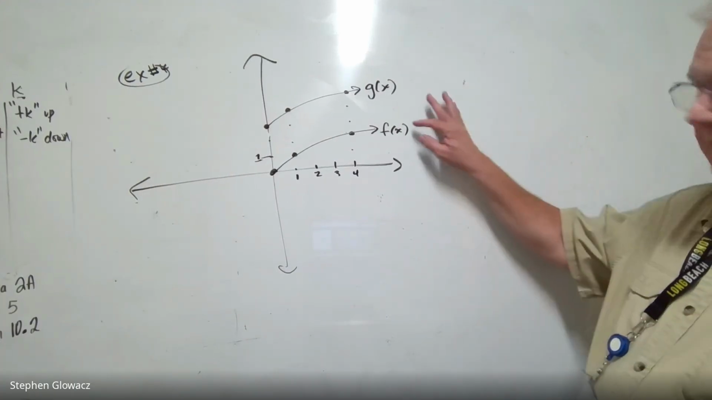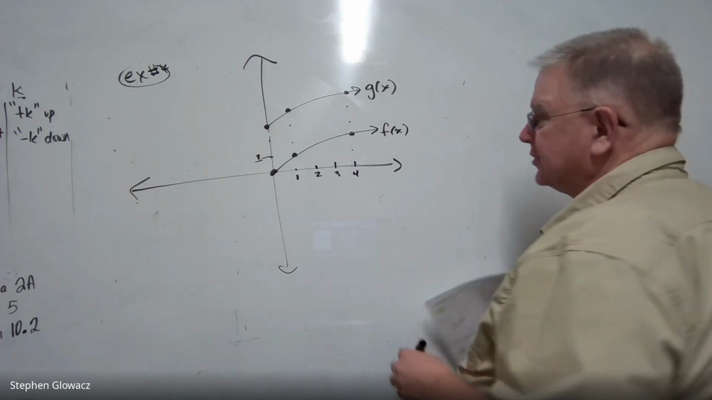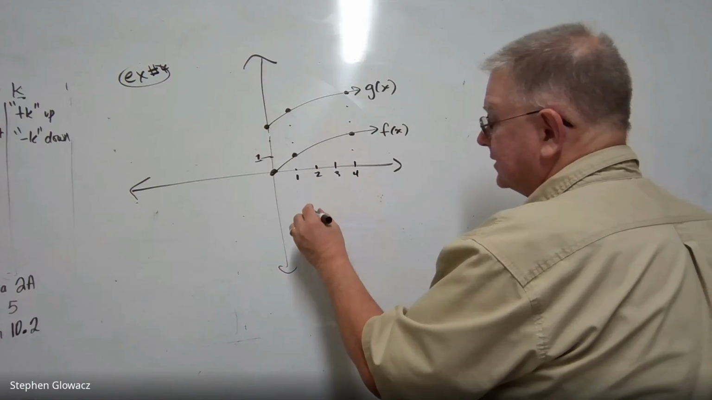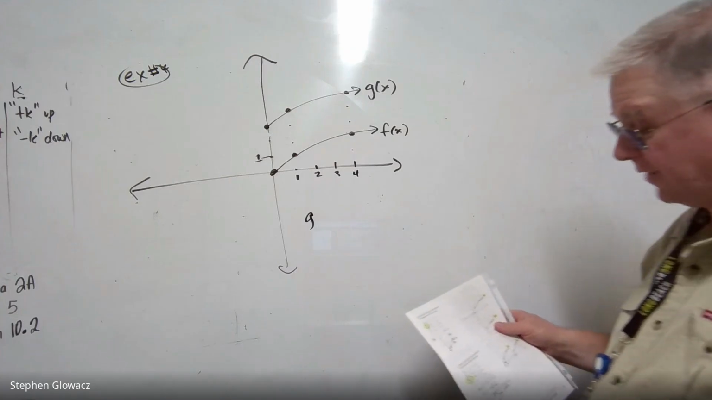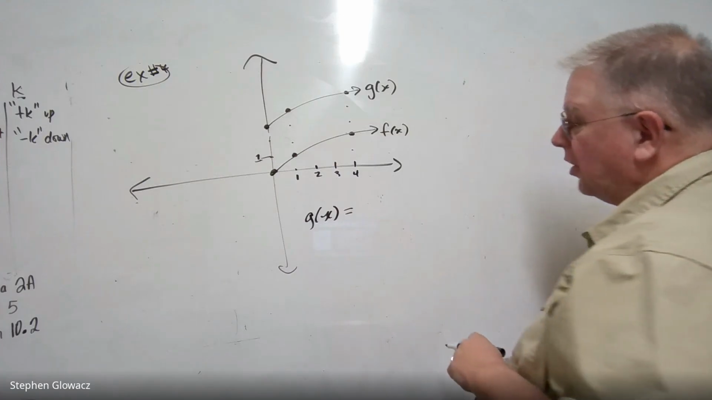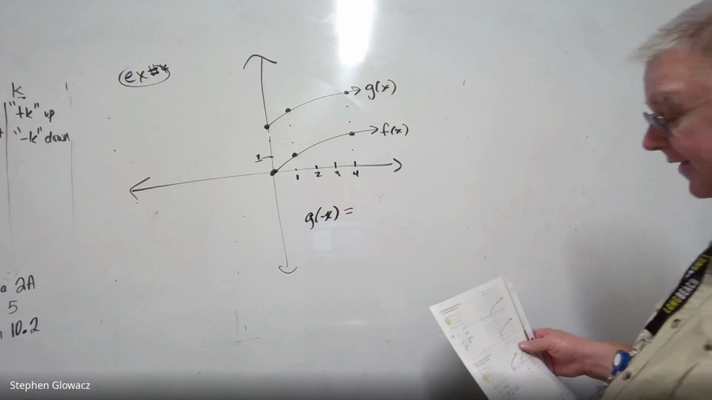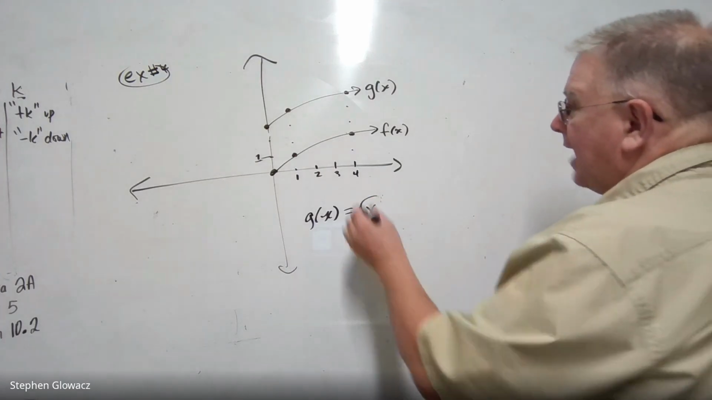Okay, so to go from f of x to g of x, what was done here? Well, it looks like the graph shifted up 3 units. And so, they're just writing the function. Okay, so g of x. What that would be then is we have square root of x, our parent function, and we moved up.